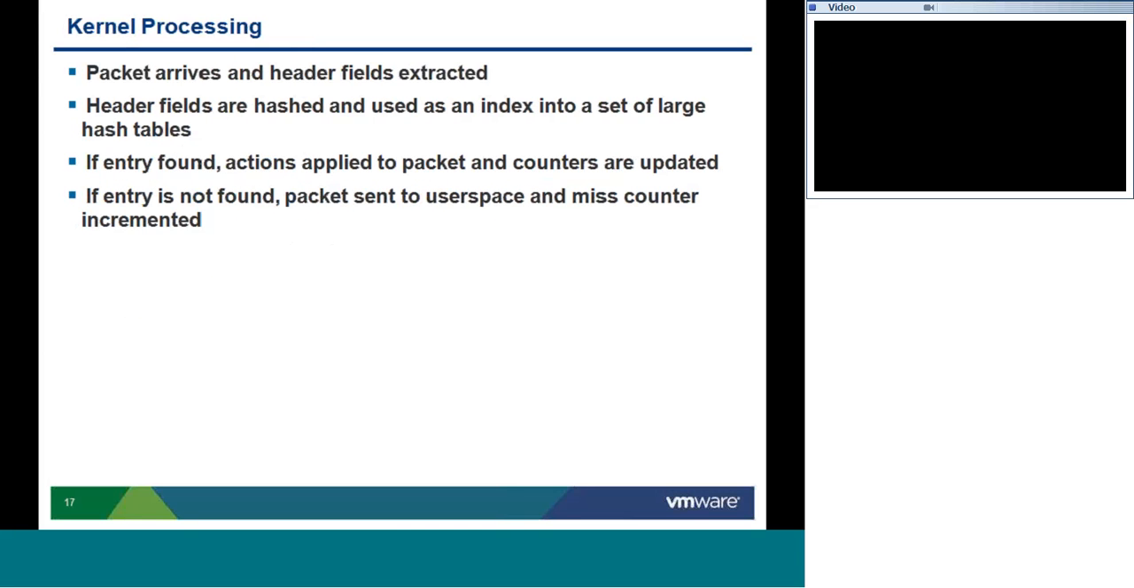So this is also a review. When a packet comes in, we pull the headers off of that packet. Then we hash the header fields, and we use that as an index into the hash tables to do the lookup. If we find the entry, then we update the counters and apply the actions. If it's not found, then we send it to vswitchd, which does all of the processing. So that's handled by vswitchd. The kernel never expires entries and never removes entries on its own.